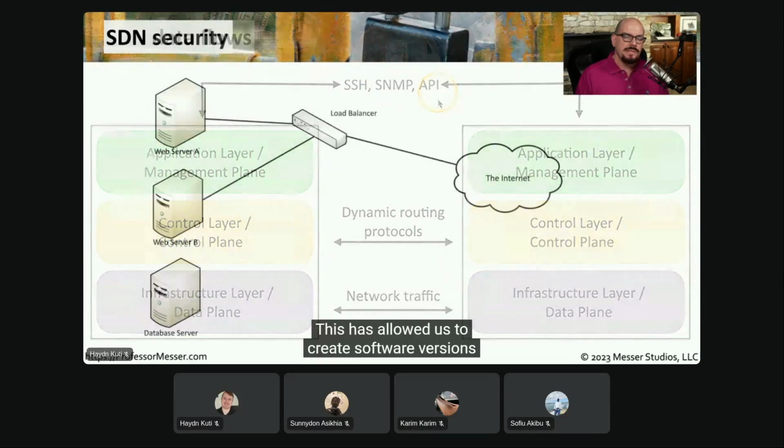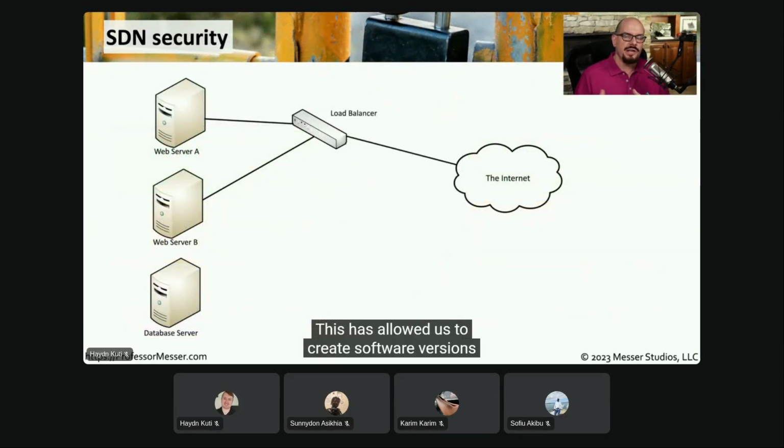This has allowed us to create software versions of these physical devices that we traditionally have used so that we can now use these devices in the cloud. Here's a common cloud-based configuration. We have an internet connection that's connecting to a load balancer, and that load balancer is connecting to web server A, web server B, and the database server for this application.